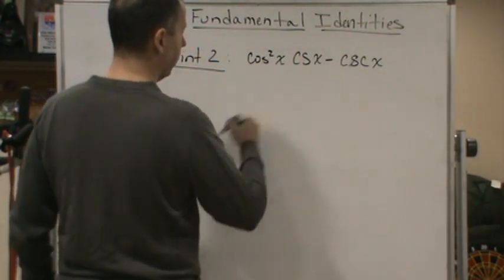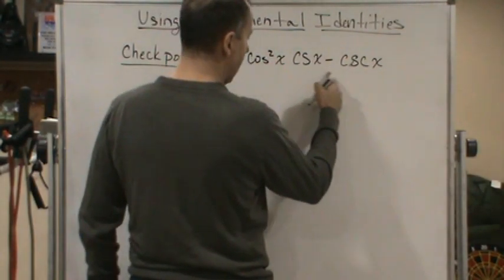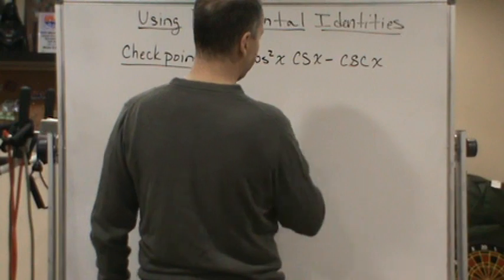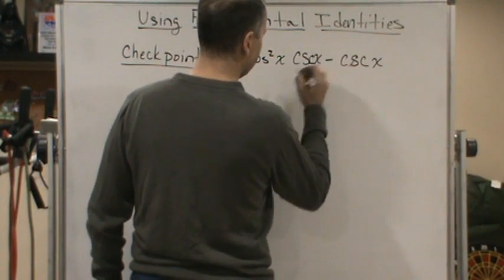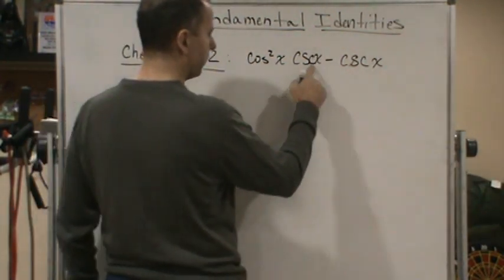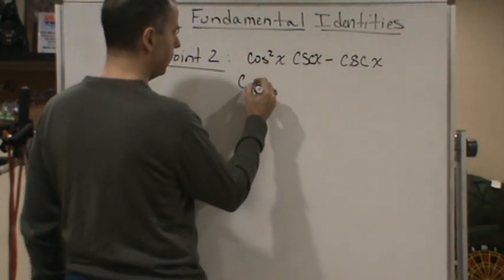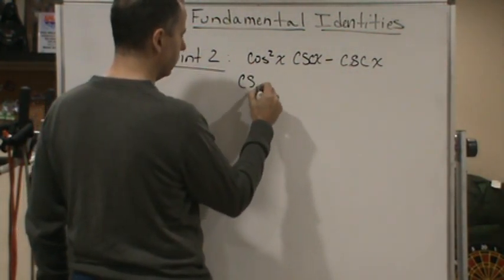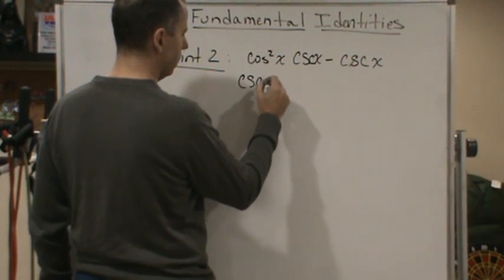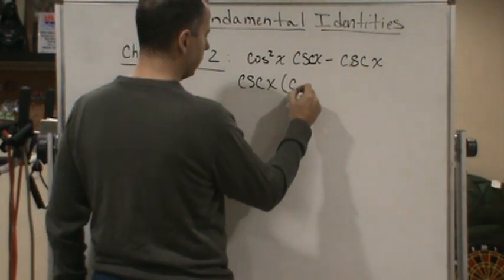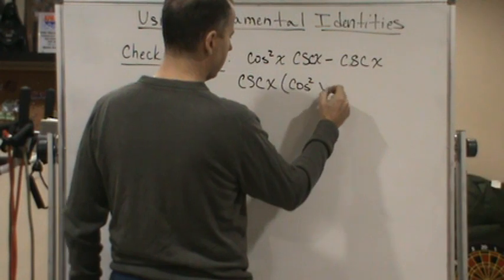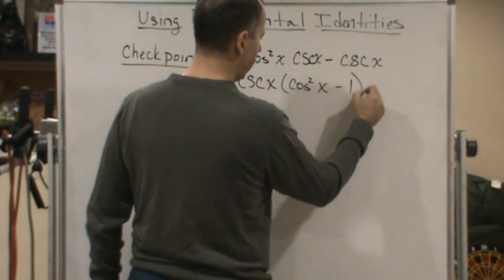So what are we going to do here? First thing I'm going to do is I see that we have a common factor here. So I'm going to factor out the cosecant x. So let's do that. So I get cosecant x times cosine squared x minus 1.